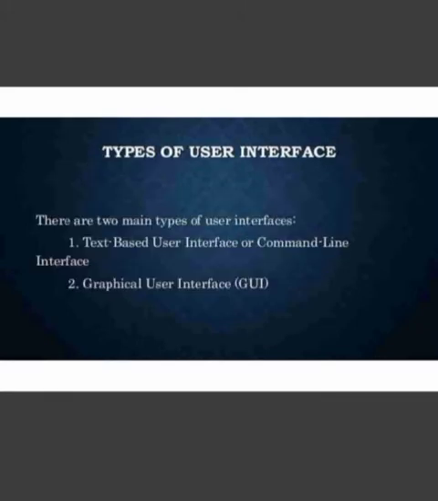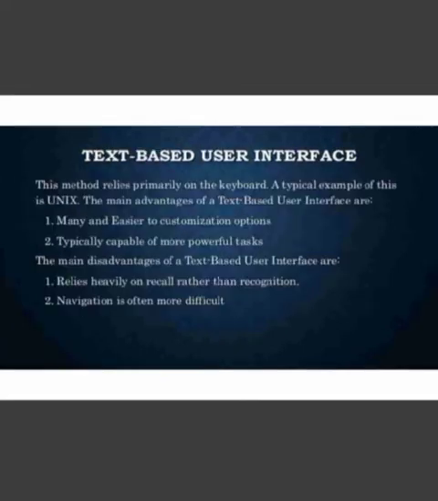Types of user interface. There are two main types of user interface. First, text-based user interface or command line interface. Second, graphical user interface, GUI. Text-based user interface: this method relies primarily on the keyboard. A typical example is UNIX. The main advantages of a text-based user interface are: first, many and easier to customize options. Second, typically capable of more powerful tasks. The main disadvantages are: first, relies heavily on recall rather than recognition. Second, navigation is often more difficult.